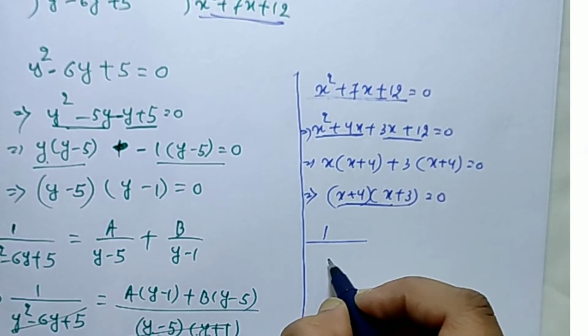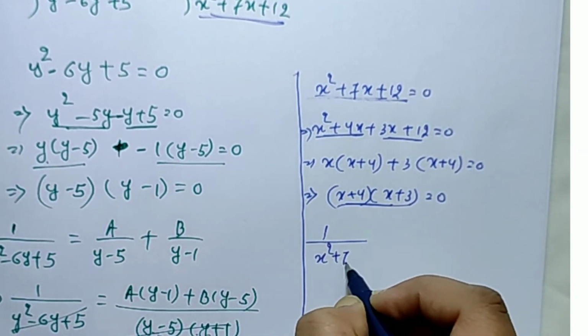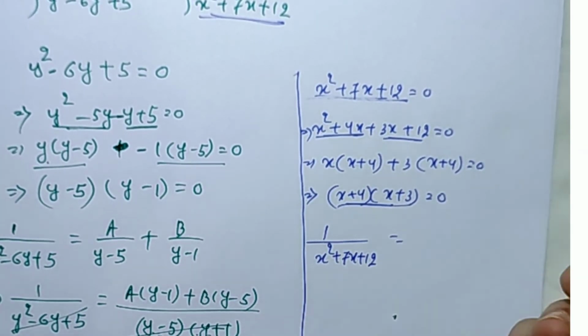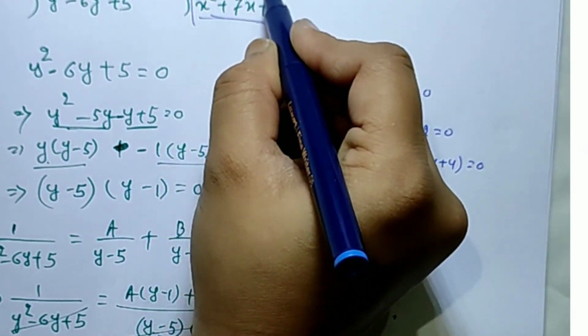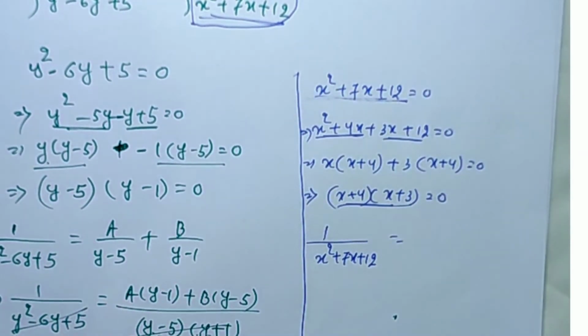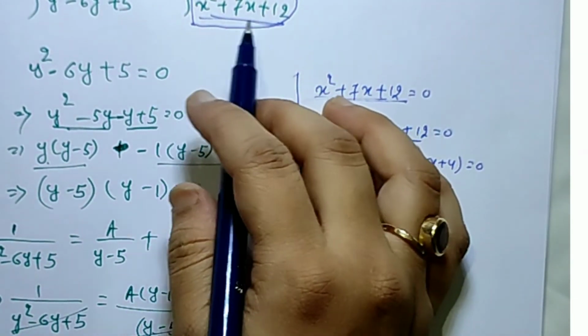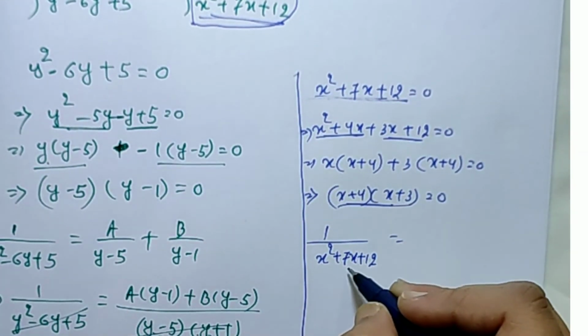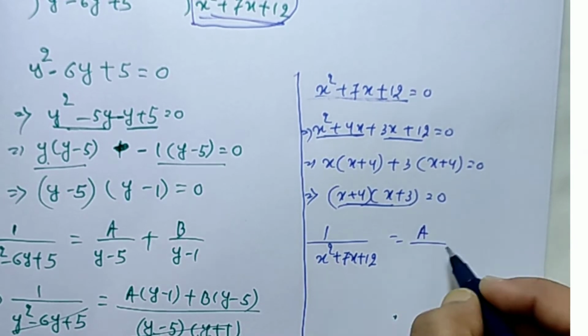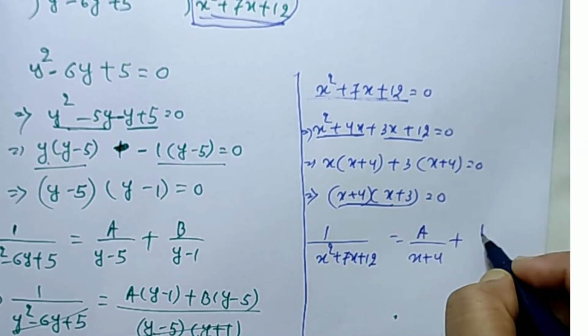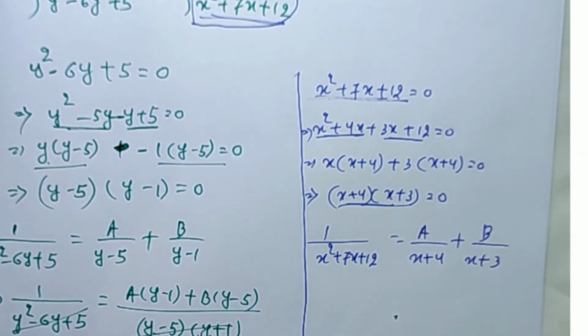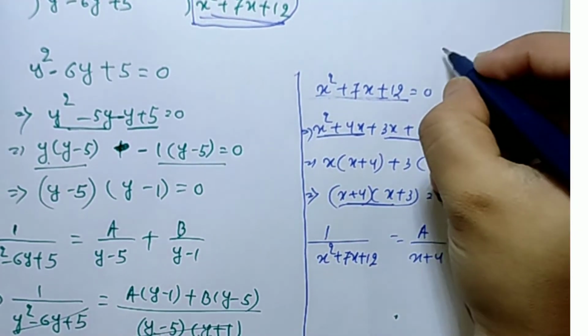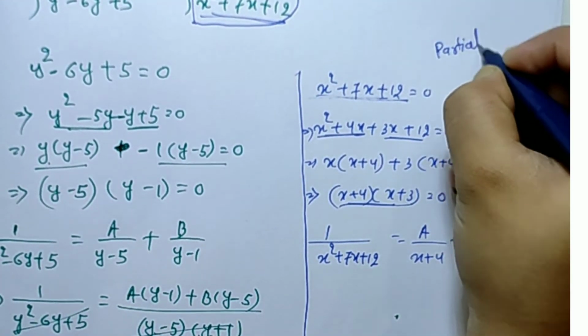Now we have to write 1 by (x square plus 7x plus 12) is equal to, I want to know how I can write this in a separate form. This is a combined polynomial, so I want to write it in separate form. So 1 by (x square plus 7x plus 12) is equal to a by (x plus 4), one factor, plus b by (x plus 3), another factor. Okay, this is called what? Partial fraction.